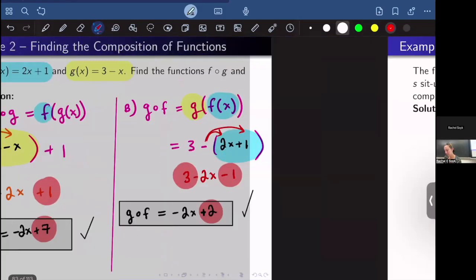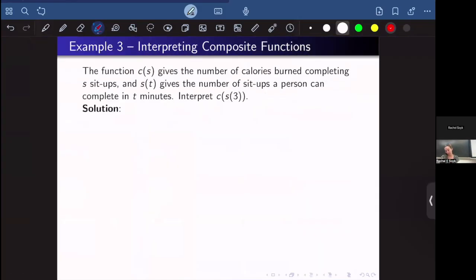Let's keep going. So example 3, being able to interpret composite functions. We have the function C of S gives the number of calories burned completing S sit-ups. I like this question. And S of T gives the number of sit-ups a person can complete in T minutes. So we want to interpret C of S of 3. That's kind of cool. Great example, by the way.